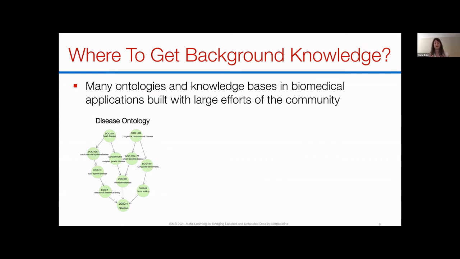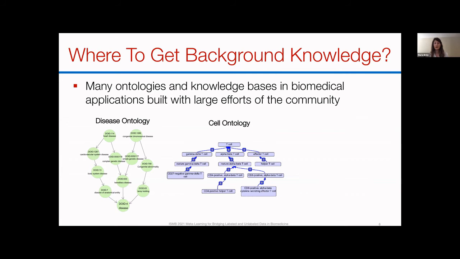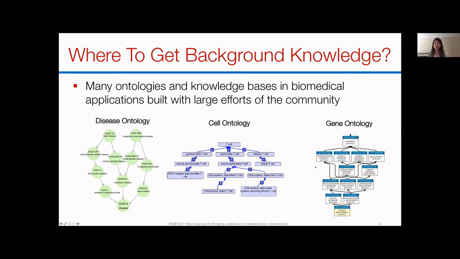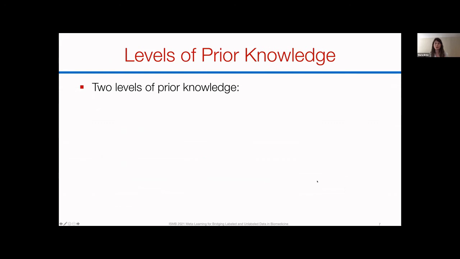Another example is the cell ontology, which is designed as a structured controlled vocabulary for cell types and defines relationships between the cell types. Or for example, the gene ontology, which defines relationships between gene functional terms, and we can map the genes to gene ontology terms and obtain information about functional similarities of genes. These are just a few examples of ontologies, but there are many other knowledge bases in biology that we can reuse.